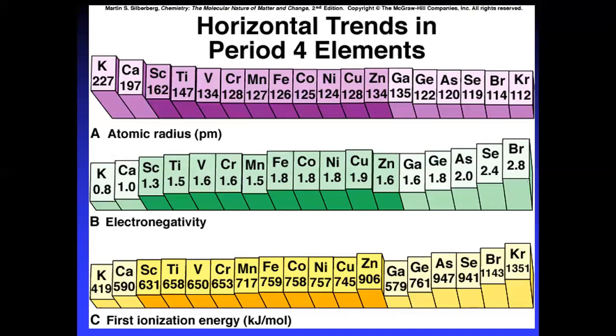Now, what are the horizontal trends? Atomic radius, electronegativity, first ionization energy. As I have told you, in general the atomic radii in a given transition series decrease progressively from left to right in a period.